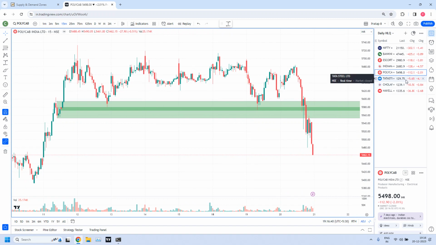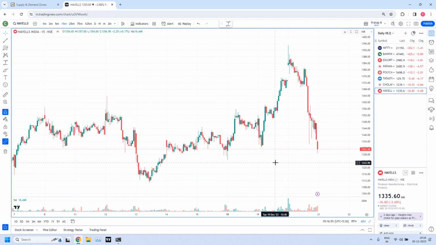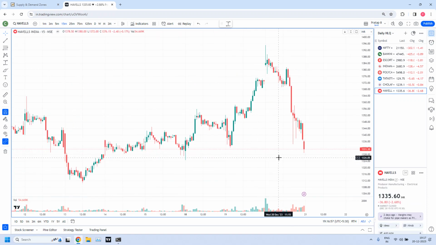And what is the remaining stock? Yeah, there is one more. Because Tata Steel and Cholamandalam Finance we discussed. Cholamandalam is a successful trade. Tata Steel is a stopped out trade. And Havells. Why did Havells fail?